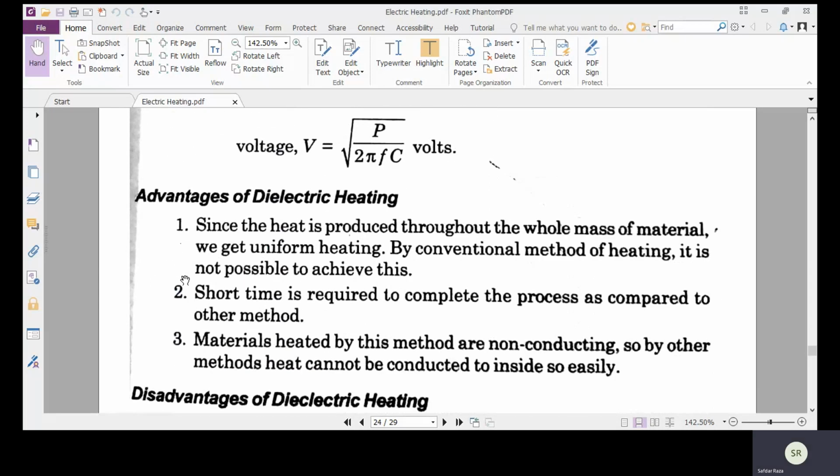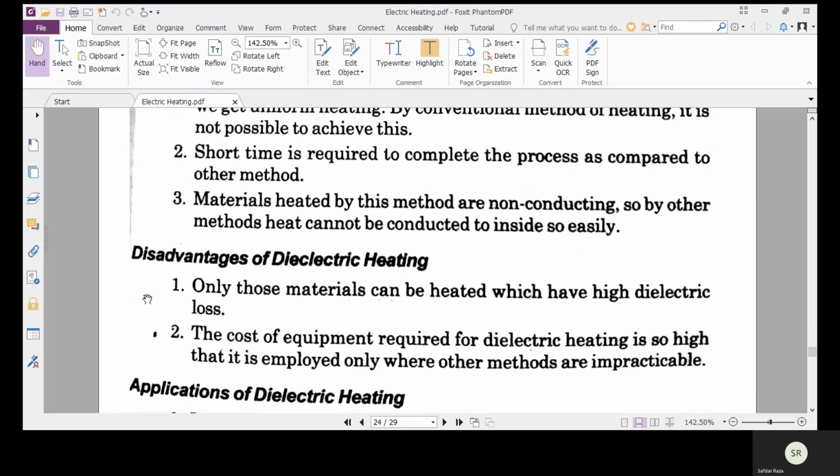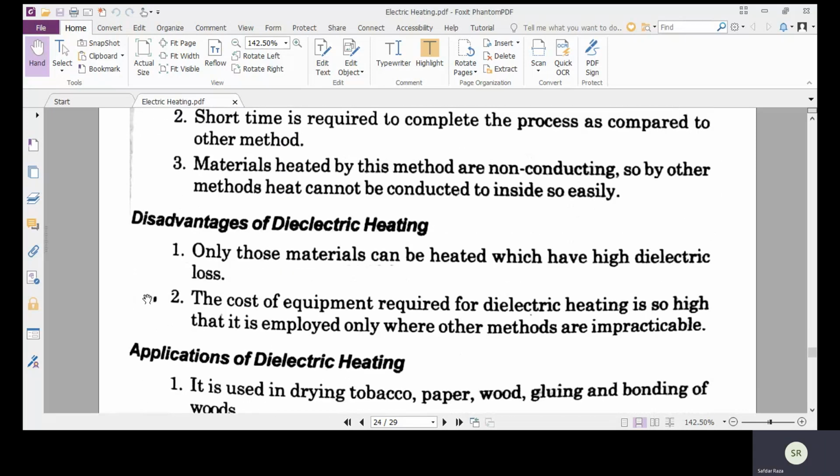Now, what are the advantages of dielectric heating? Since the heat is produced throughout the whole mass of the material, we get uniform heating, which is not possible by conventional methods of heating. Less time is required to complete the process as compared to other methods. Materials heated by this method are non-conducting, so by other methods heat cannot be conducted to the inside so easily.